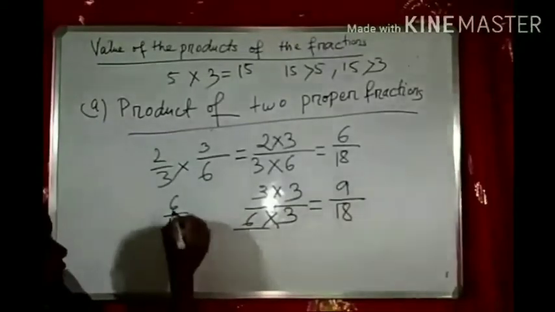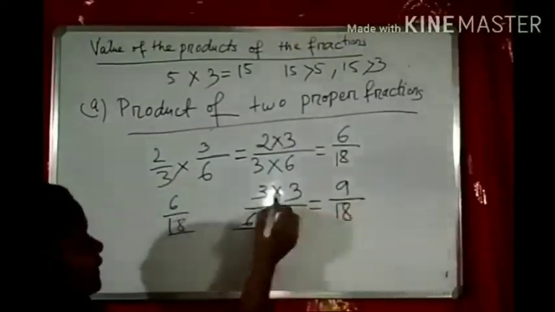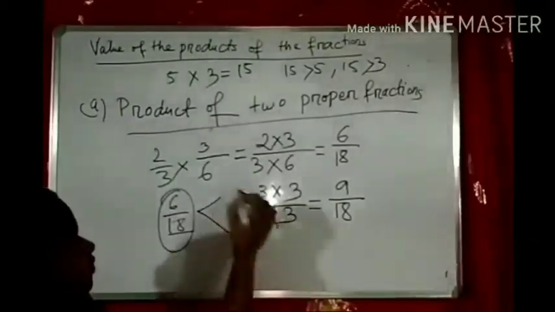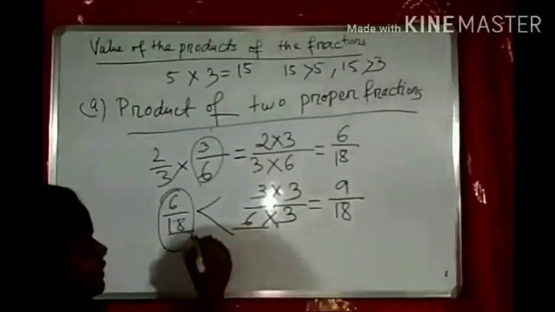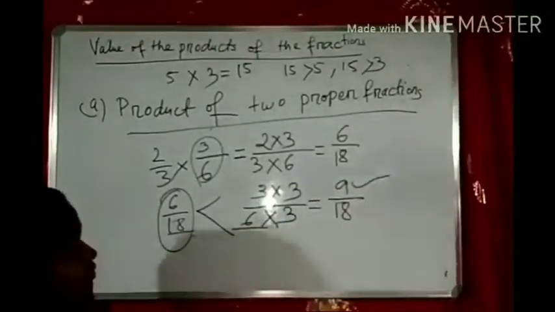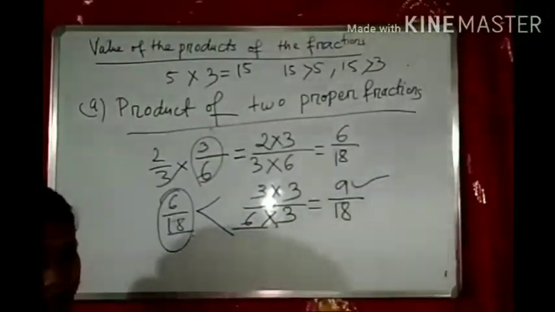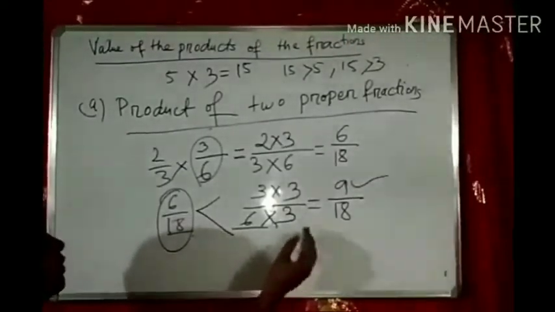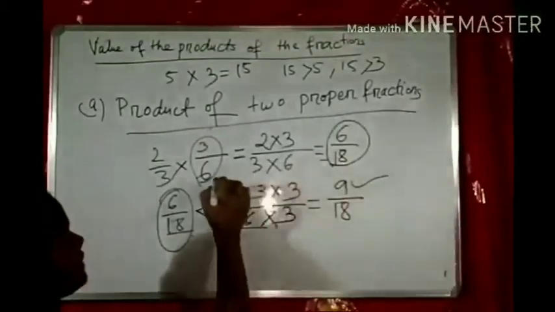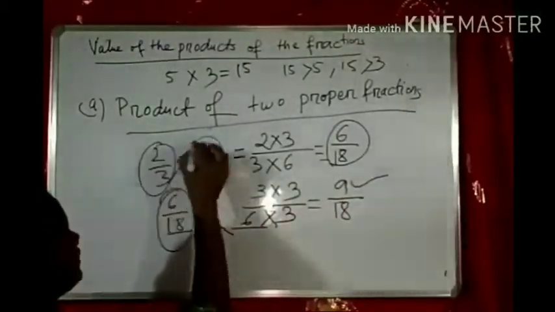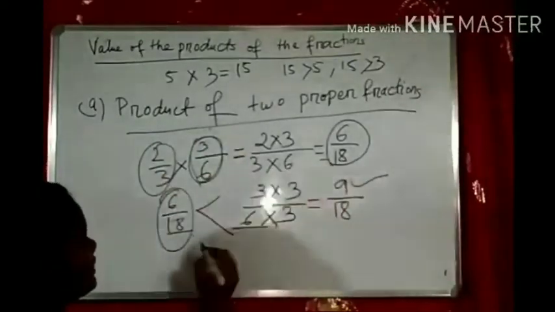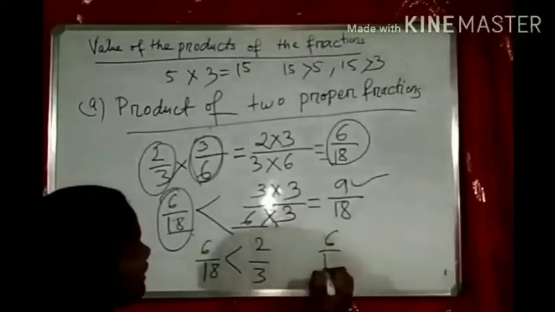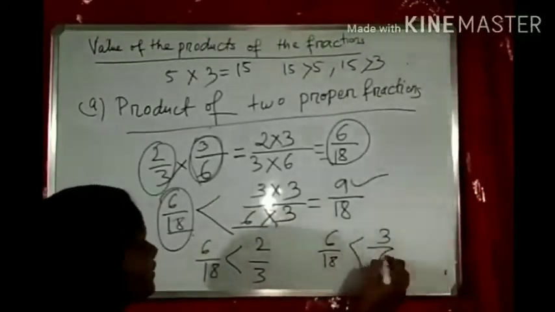So which one is greater? From 6 by 18 and 9 by 18, 9 by 18 is greater. So this product is lesser than the fraction we have multiplied. This product is lesser than each of the fractions we have multiplied. So 6 by 18 is lesser than 2 by 3. 6 by 18 is lesser than 3 by 6.